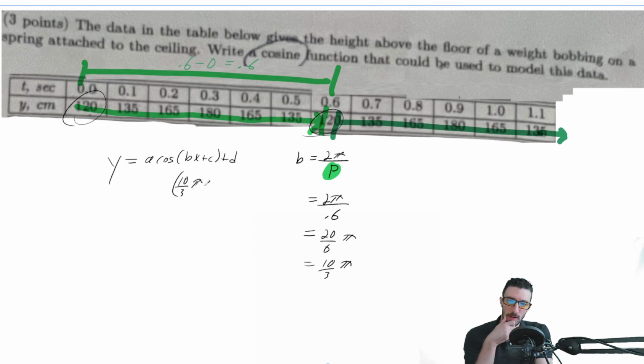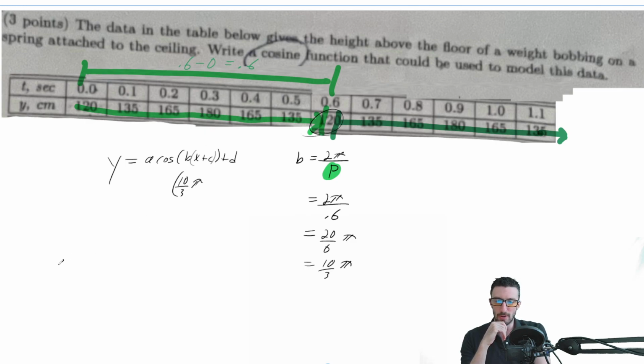Now, is there a need for a c here? Well, normally the formula has parentheses around like this. The c would be the phase shift. But we won't actually need a phase shift here. And the reason why is our smallest y value is 120. Our biggest y value is 180.